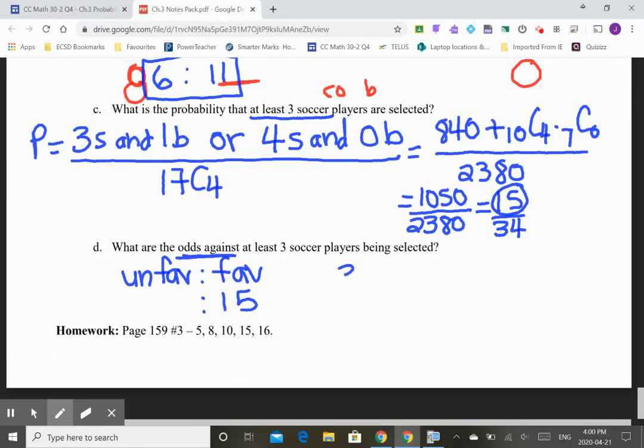Unfavorable just comes from taking our total number of outcomes, which is our denominator from our probability, and subtracting our favorable outcomes. 34 minus 15 is 19. We put that in the unfavorable spot, and there are the odds against. That is how we use permutations and combinations to calculate probability.